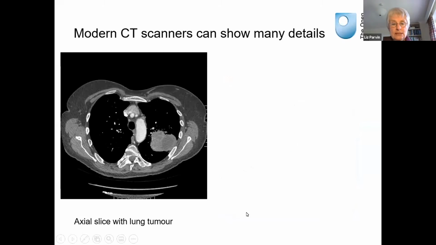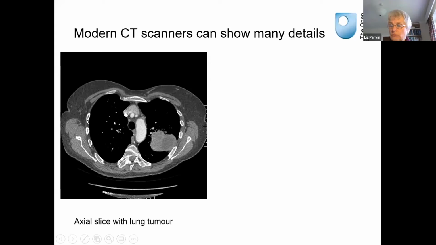Right, modern CT scanners. This is an example of an axial slice through a patient, and I hope you can work out what it is, even if, like me, as a physicist, you don't know an awful lot of anatomy. The convention in CT imaging is that anything that is denser is shown whiter.